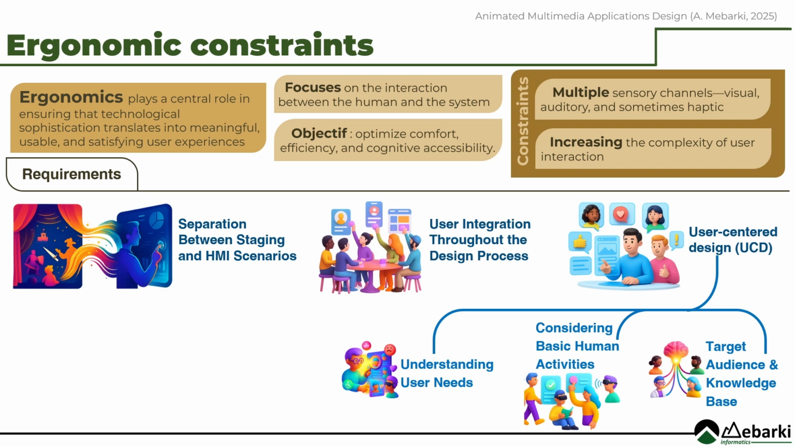Multimedia animation relies on two complementary scenarios that must remain distinct yet coherent. The staging scenario, or content scenario, defines narrative flow and multimedia content, animations, sounds, and transitions that convey meaning or tell a story. The HMI scenario describes how the user interacts with the system through structured actions, access points, and feedback. A coherent HMI scenario ensures intuitive navigation, immediate feedback, and function access aligned with user goals. The key challenge is ensuring that narrative elements and interaction elements reinforce rather than disturb each other.